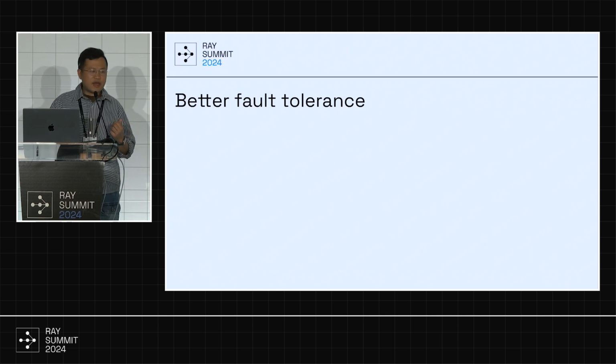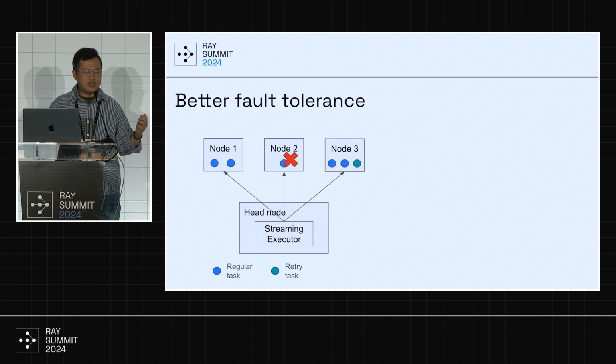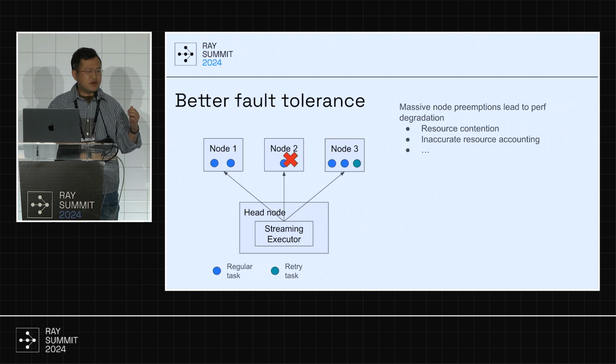The second area we are improving is fault tolerance. First, as we mentioned before, thanks to the lineage reconstruction feature, if a node gets preempted, the tasks running on it will be automatically resubmitted to a different node. This feature allows the job to continue running without crashing due to a random hardware failure. But when you are running your job on a large-scale Spot instance cluster, when many nodes get preempted at the same time, it can still lead to performance degradation.